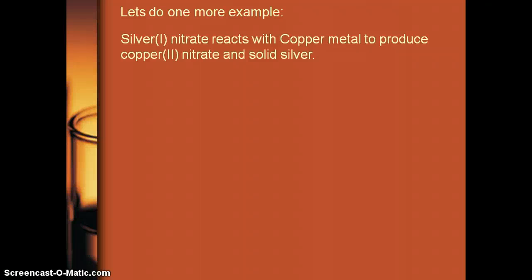So your example here is silver 1 nitrate reacts with copper metal to produce copper 2 nitrate and solid silver. So give that one your best shot and mark down any problems that you're having with it. Please be as specific as you can. If you just come to me and say, I don't know what to do here, then I'm not sure where to start with you. But if you can tell me exactly what your problem is, I'll be happy to help.